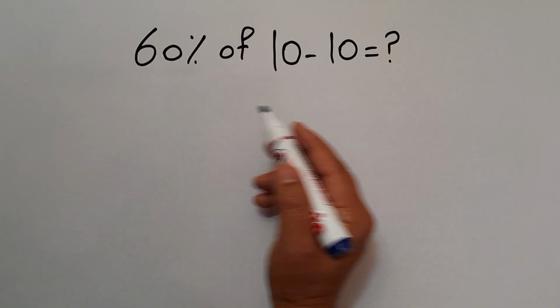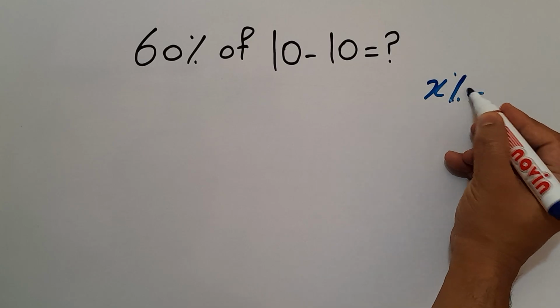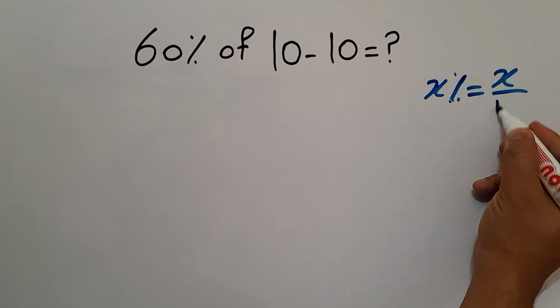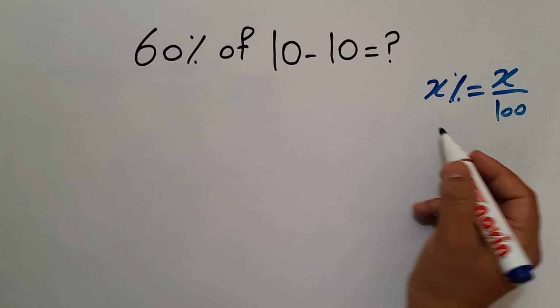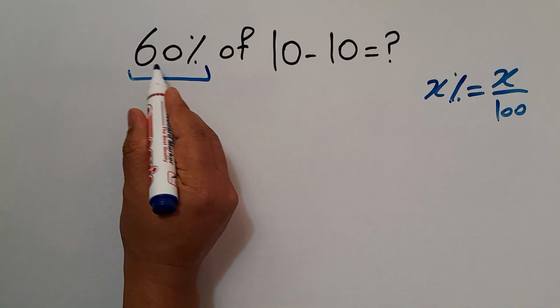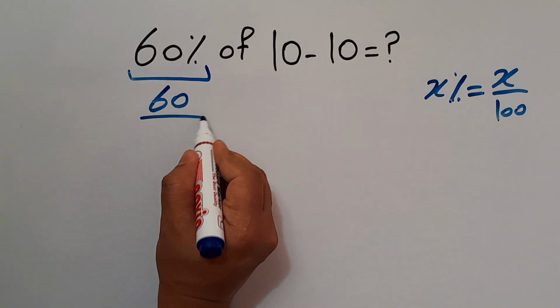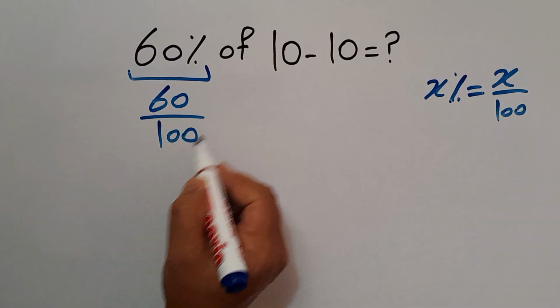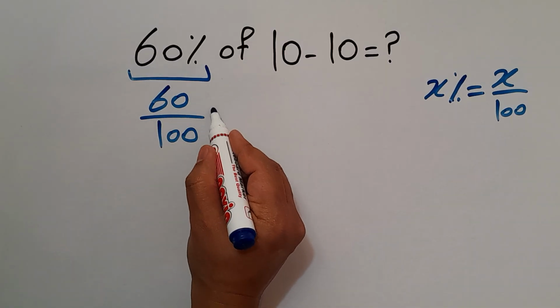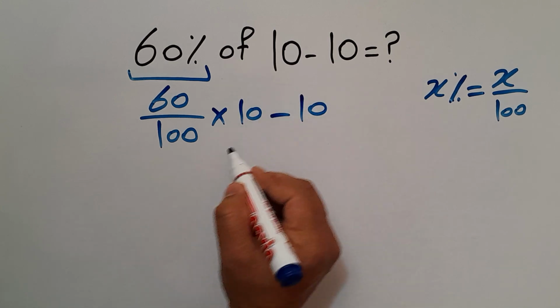As we know, x percent will be equal to x over 100. So here we have 60%. 60% according to this formula can be written as 60 over 100. Of means multiply, so times 10 minus 10.